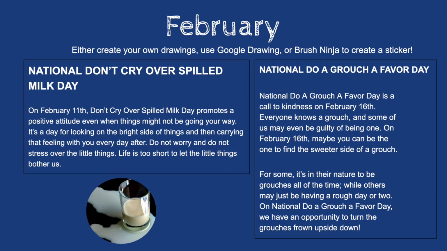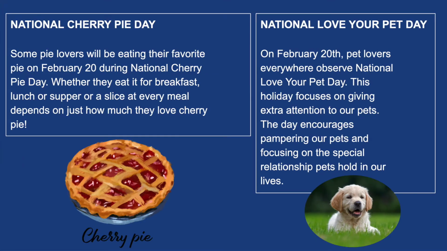So here's some information on other national days, but you do want to be careful with this, and I looked at them first. I did not have students go to that site because some of them were really more adult-oriented than student-oriented. So knowing that I teach 5th and 6th grade students, I went for things like National Don't Cry Over Spilled Milk Day. How could you show that? National Do a Grouch a Favor Day. How could you show that? And what about National Cherry Pie Day? How could a sticker show that? Or National Love Your Pet Day? What would you show for that?